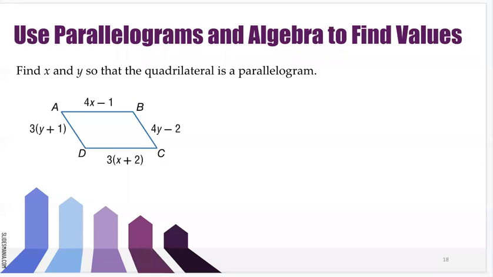Find X and Y so that the quadrilateral is a parallelogram. So what has to happen for this quadrilateral to be a parallelogram? Emily just told us. What has to happen? Speak up. Yep, opposite sides have to be equal. So set it up, do the work. Let's go.